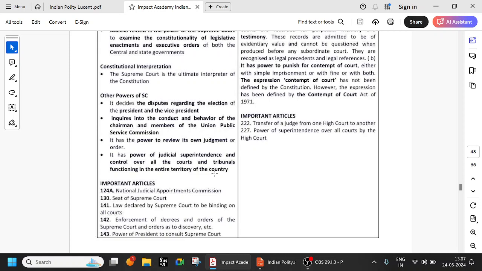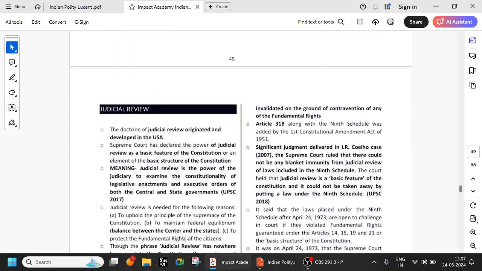entire territory of the country. So important articles: 124. The National Judicial Appointments Commission has been declared void. Okay, 124 is establishment of the Supreme Court. 130 is seat of the Supreme Court. 131 is original jurisdiction. 132 is appellate jurisdiction. 136 is by way of appeal. 141, law declared by the Supreme Court to be binding on all courts. 142, enforcement of decrees and orders. 143 is power of the president to consult the Supreme Court. Fine.